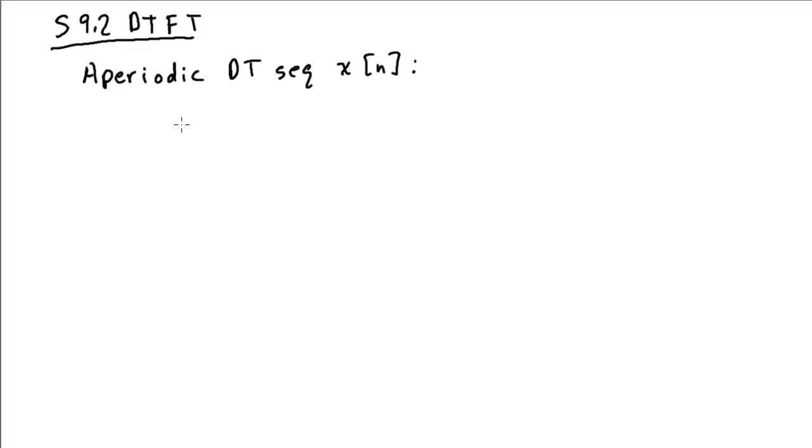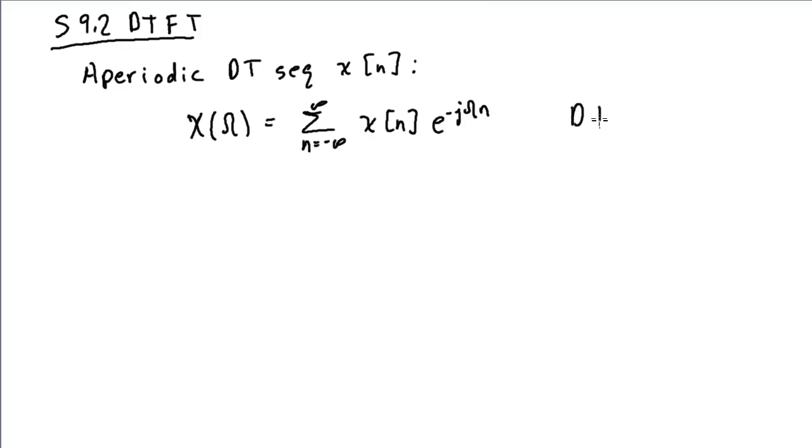we can write as the Fourier transform capital X of omega. It is equal to the sum from n equal minus infinity to infinity of x of n e to the minus j omega n. So this is the discrete-time Fourier transform.